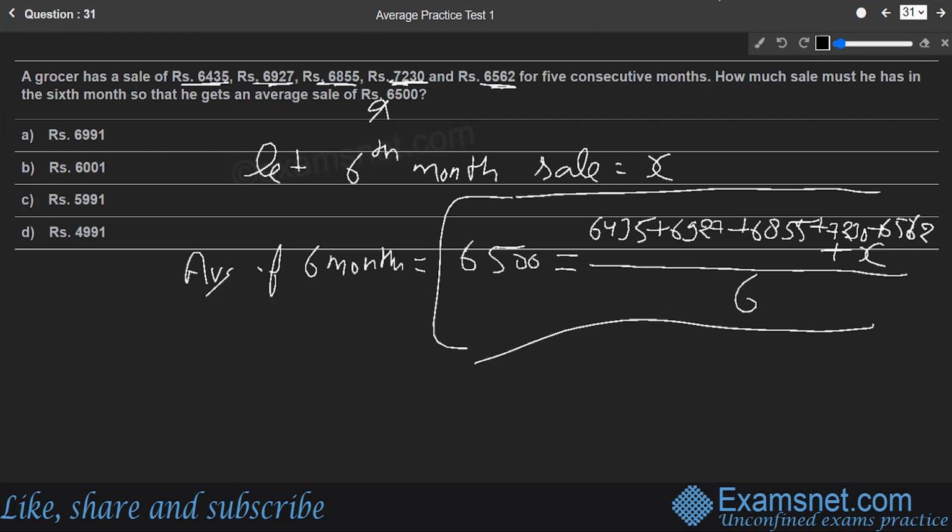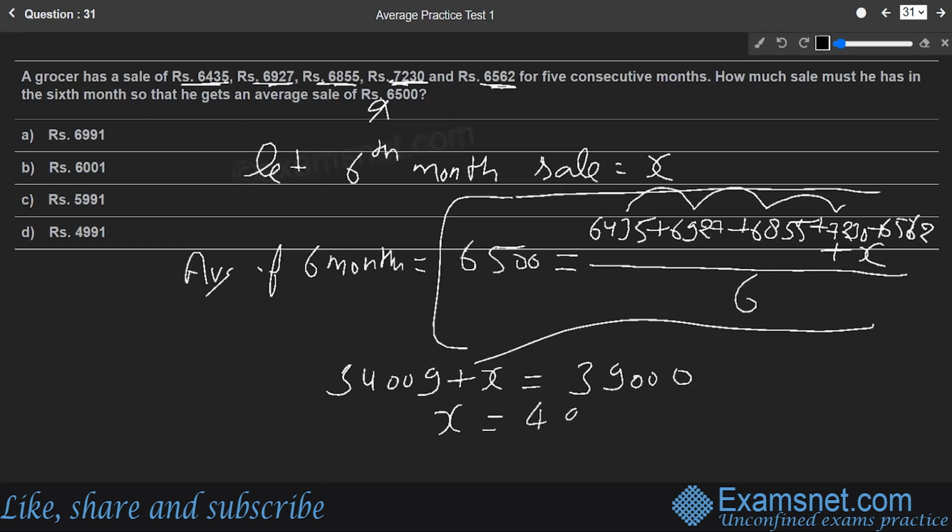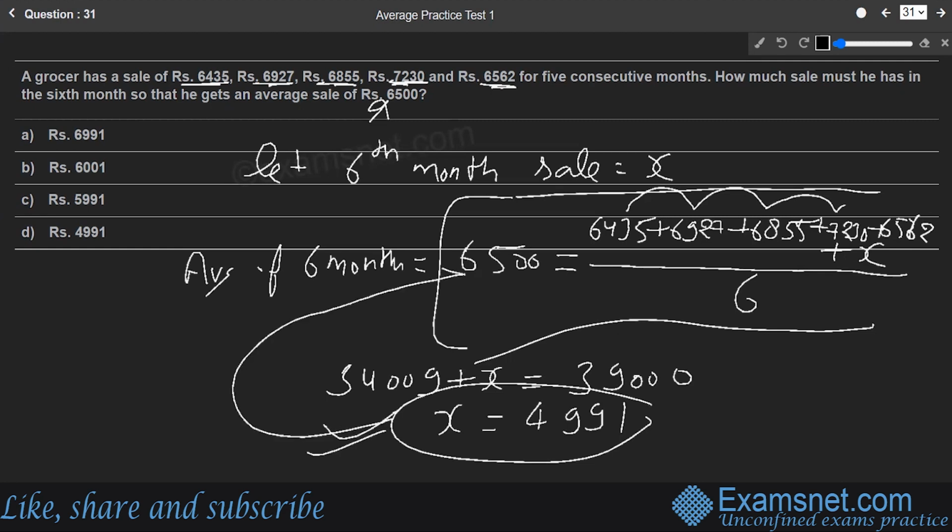Okay, let us just quickly do it. If we do the sum of these 5 numbers, the sum is coming out to be 34009, and there is a plus X obviously, equal to 6 times 6500, which is nothing but 39,000. Let us solve for X. The X value comes out to be the subtraction of these two, that is nothing but 4991. So that should be the sale in the 6th month, so as to maintain the average of 6 months as 6500. Let us see where this option is available. Available in option number D, so it becomes the right answer.